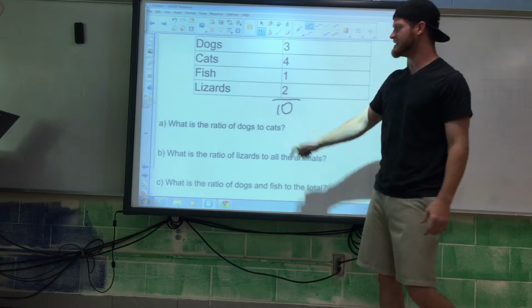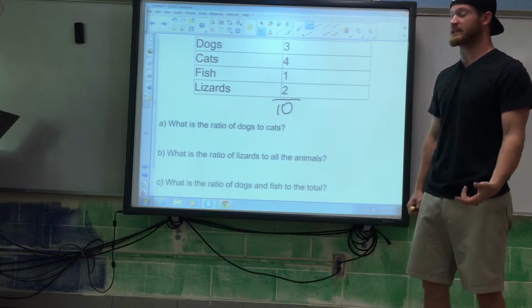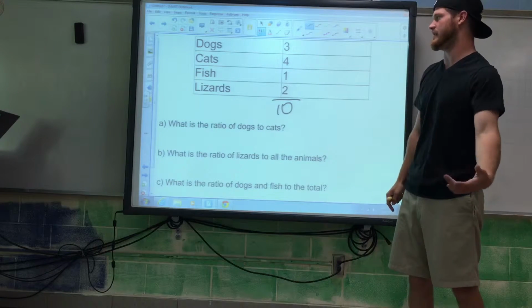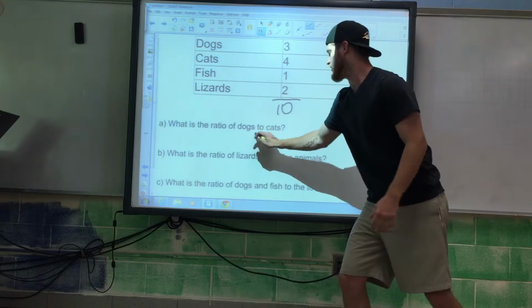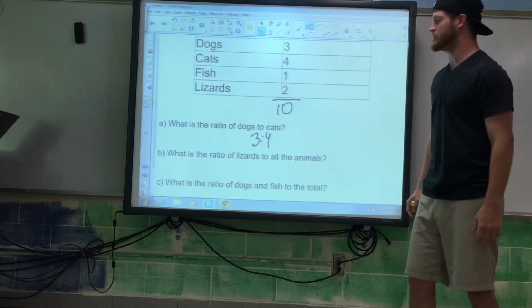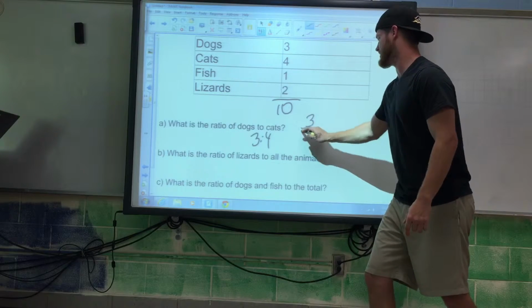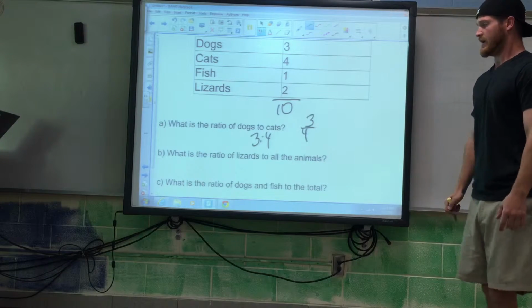Now, A is asking, what is the ratio of dogs to cats? This is a part-to-part ratio because it's not asking for the total, it's just dogs to cats. You would tell me 3 to 4. Can I simplify that? No, there's not a number that goes into both 3 and 4, so your answer can just be 3 to 4 or 3 over 4.